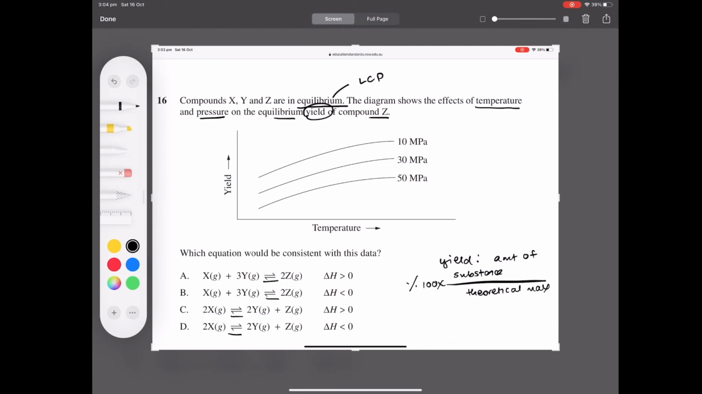And usually when they say substance, they're talking about the product. 90% of the time, when they talk about yield, they're talking about the product. Do you all agree Z is the product for all of these reactions? Everyone with me? So how do we increase yield of Z? We need to shift the equilibrium to the right. It's that simple. Make sense so far? Good. Now let me help you interpret this graph.